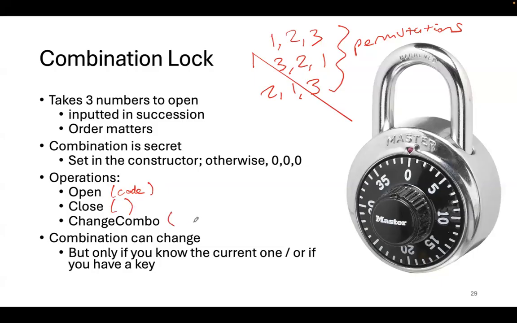And then I want to be able to change the combination, and only if I know the current one, or maybe only if I have a key. So I would say that this part will be optional, but this part is required. So this is my very broad specification.